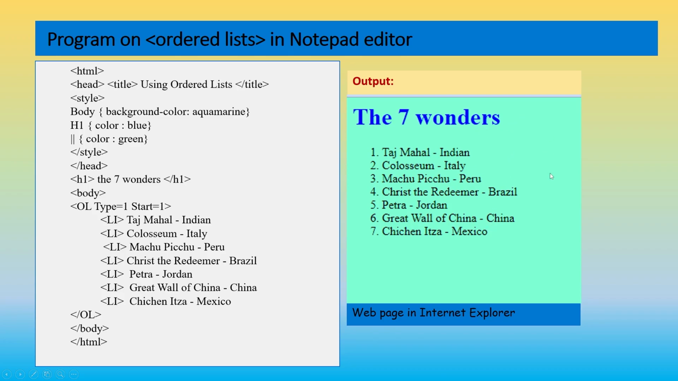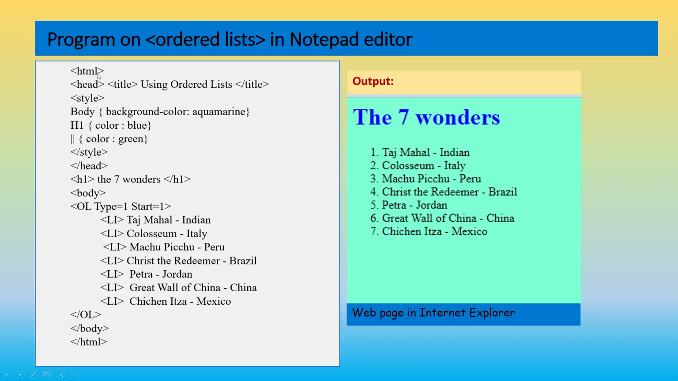Here the background color is aquamarine, the heading is written in blue color, and the color of this text is dark green color, military green color, which is looking somewhat blackish, but it is actually dark green. So for this we will write this program.